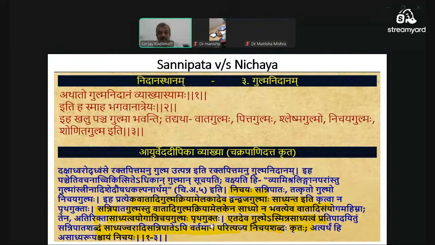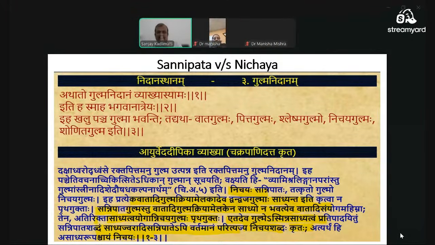Iha pratyeka vatadi gulma kriya melakadeva dvandvaja gulmaha sadhyanti iti krutva na prataguptaha. See, dvandvaja gulma is not told separately in gulma chikitsa because the symptoms are vatadi gulma kriya melaka, combined gunas of vata and pitta. That's why it is sadhya. You can treat vata pitta. But Sannipata gulmastu vatadi gulma kriya melakena sadhyo na bhavati. Very important. See, Chakrapani is telling you very clearly that in Sannipata gulma only, or in Sannipata udara also, because the word used there is also nichaya. Here in this slide, in Sannipata gulma, vatadi gulma kriya melakena, if you give the combined treatment of vata, pitta and kapha, sadhyo na bhavati. It cannot be cured. Vatadi sanyoga mahimnaha tena atirikta sadhyatvad asadhyatvad yoga nichaya gulma prataguptaha.